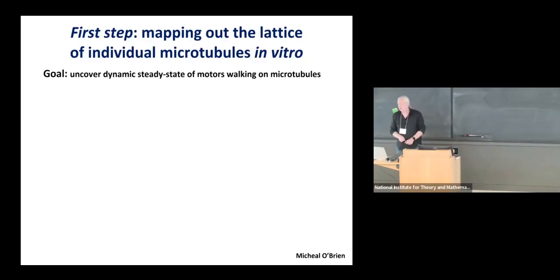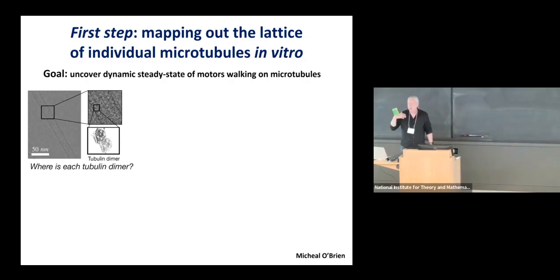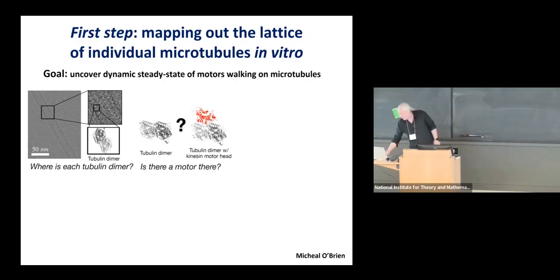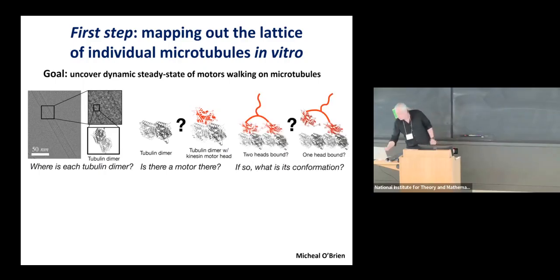Okay, so the first step is really trying to think about mapping out the lattice of individual microtubules in vitro. Imagine, in some sense it's a toy problem, but it's a problem which is very interesting in and of itself. Imagine a single microtubule in vitro with motors walking on it, right? And then taking cryo-EM data and asking first, where is each tubulin dimer in this image? For every tubulin dimer, is there a motor bound to it or not? And if there's a motor bound, what conformation is that motor in?